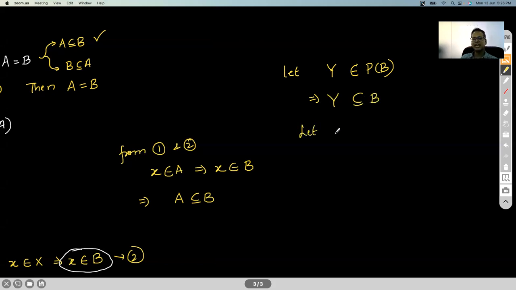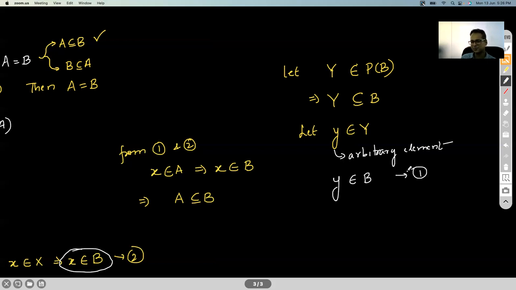And let there be an arbitrary element which is belonging to Y. Okay, so this is an arbitrary element. So what does this mean? It means that Y also is a member of B. Okay, let's call it one.